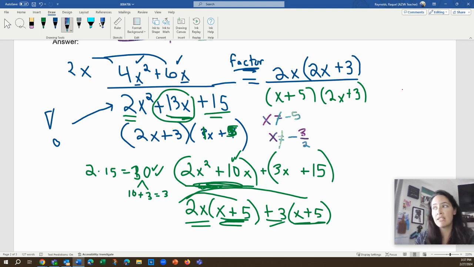It's a good skill to practice, especially for the upcoming ACT. Setting this equal to 0 and solving is a 2-step problem, 3 if you count the setup.